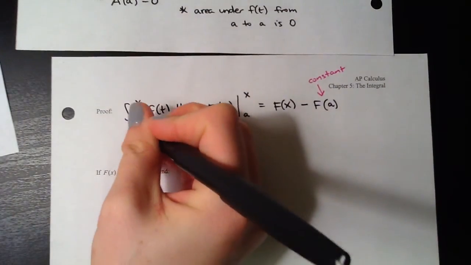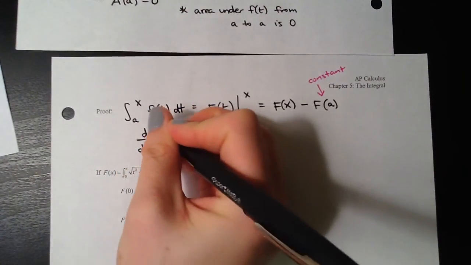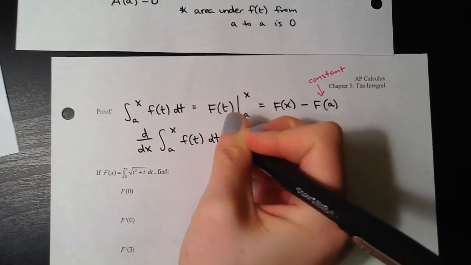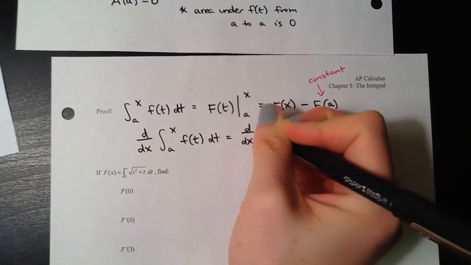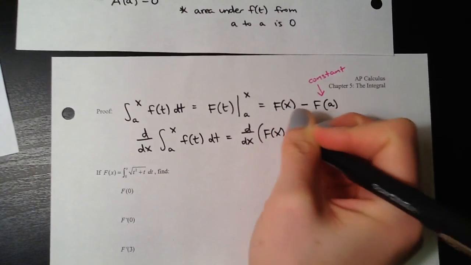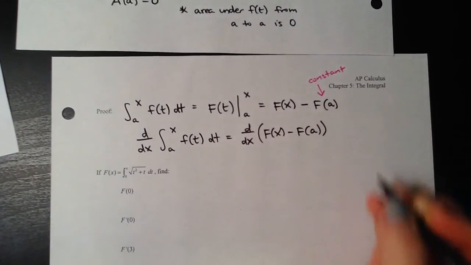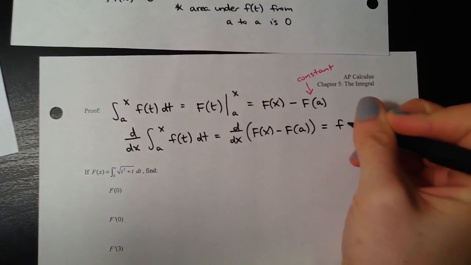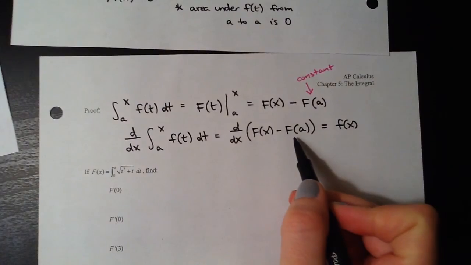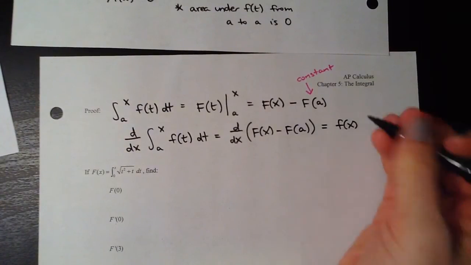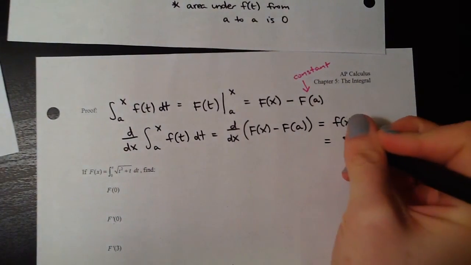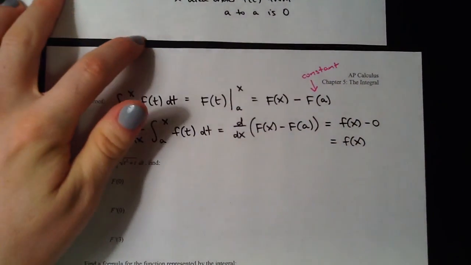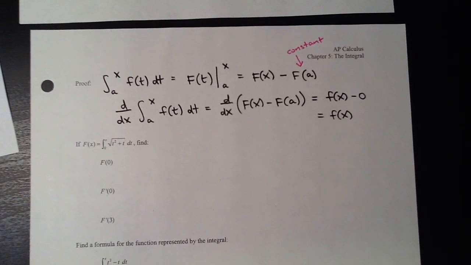Now let's say I take the derivative. Taking the derivative of this thing right here, which is the theorem that we're working on, means taking the derivative of this thing right here. Remember, the derivative of capital F is lowercase f of x, and then the derivative of this constant is 0. So technically we've got this little minus 0, which of course just turns out to be f of x. Hopefully that makes sense why we have the results that we do in the second fundamental theorem.